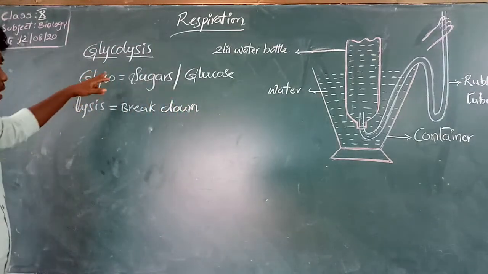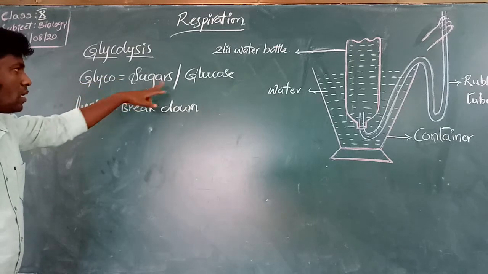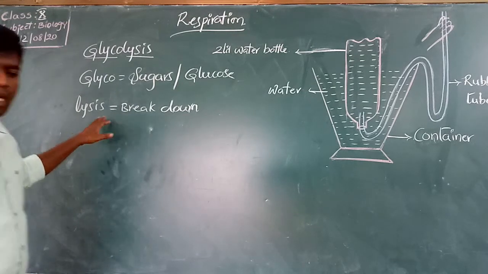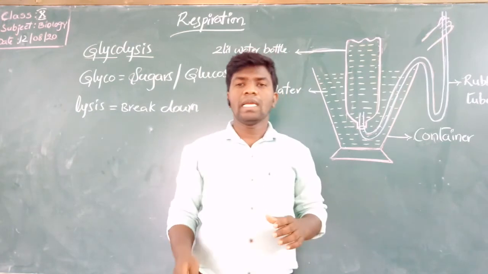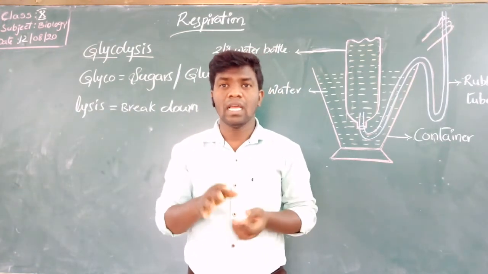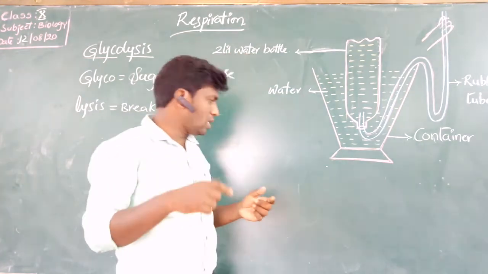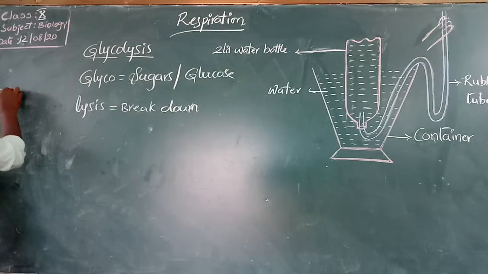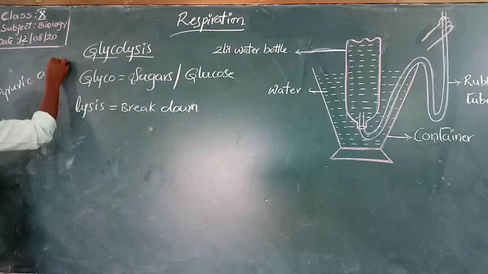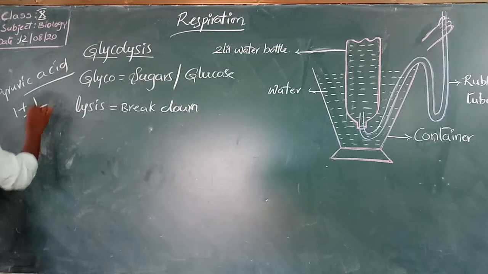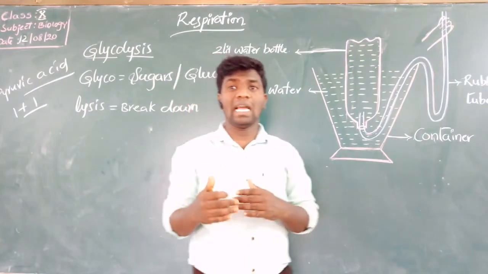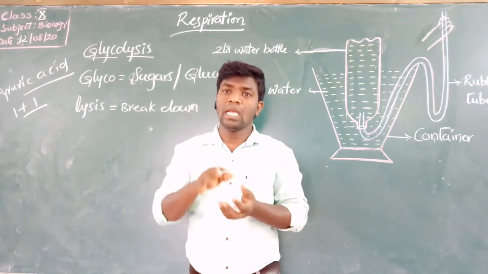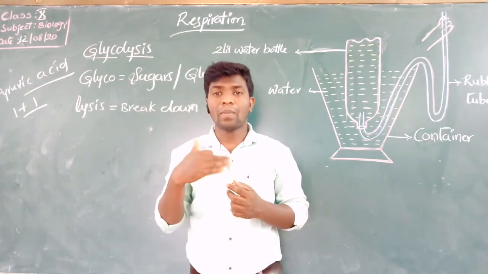So glycolysis means glyco means sugars or glucose. Lysis means breakdown. So up to here is the first stage. In the second stage of oxidation, each molecule of pyruvic acid is oxidized to 3 molecules of carbon dioxide.